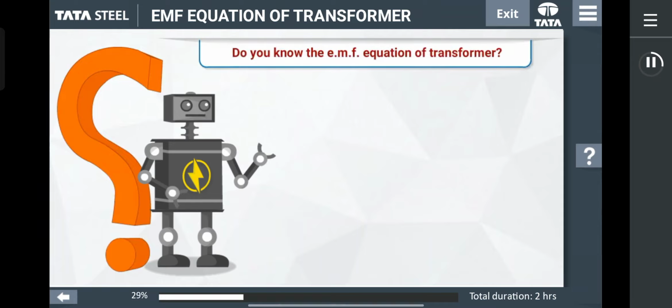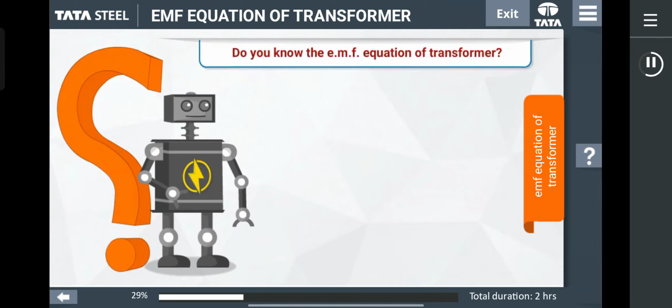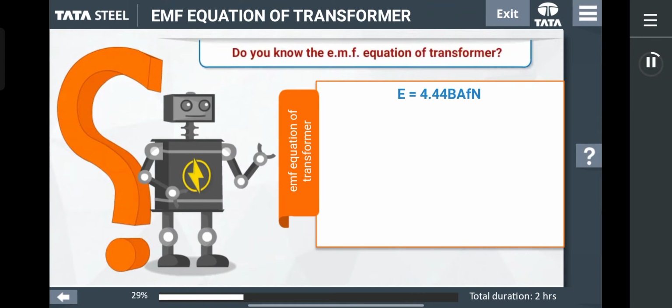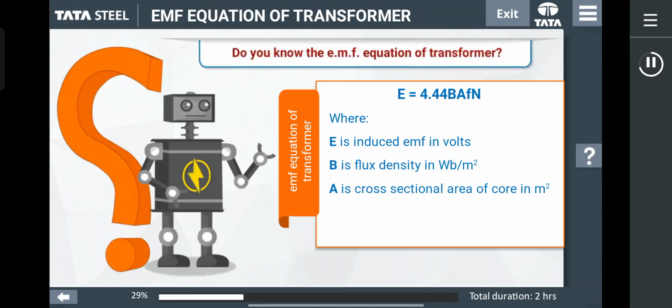Do you know the EMF equation of a transformer? Click to view the equation. Here is the EMF equation of a transformer. E equals 4.44 BAFN, where E is induced EMF in volts, B is flux density in Wb per m square, A is cross-sectional area of core in m square, F is frequency in Hertz, and N is number of turns.